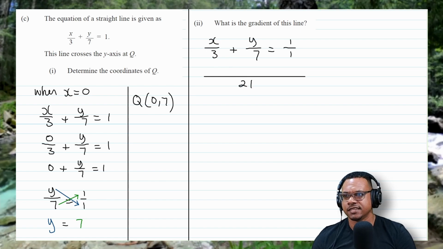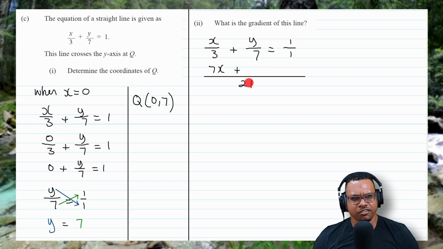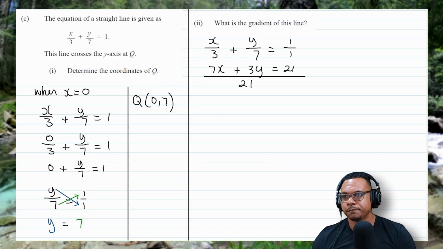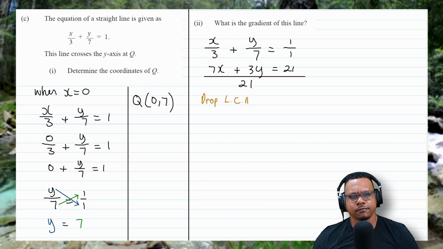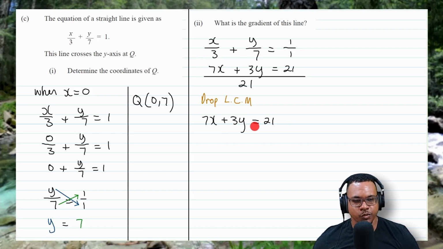7 times x is 7x. Plus 7 into 21 is 3. 3 times y is 3y. Is equal to. And 1 into 21 is 21. 21 times 1 is 21. And now we drop the LCM. So we simply have 7x plus 3y is equal to 21. So all we did so far is change the form of the equation of the line. So now we could go about transposing for y.